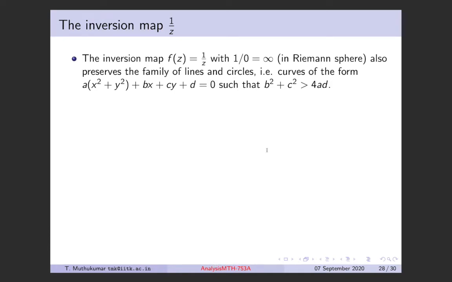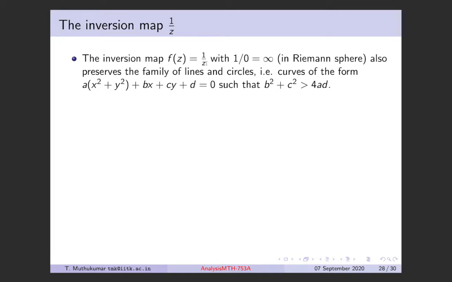Anyway, now let's look at the inverse map 1 over z. What does this 1 over z do? In fact, what 1 over z does is that it reflects about the unit circle. For instance, it's not defined at the point z equal to 0, but if you see the complex plane in the Riemann sphere sense, then you can say that at z equal to 0 it gets mapped to infinity. So this map actually inverts about the unit circle.